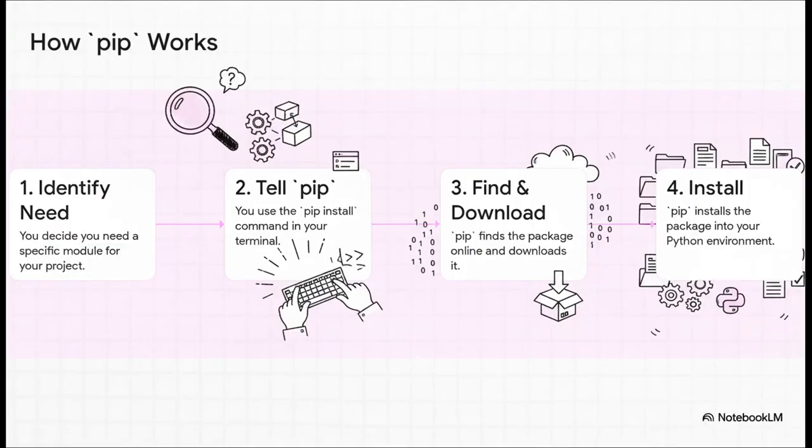And the process? It's unbelievably simple. You figure out which external module you need for your project, you pop open your terminal and tell pip its name, and that's it. Pip does the rest. It finds it, downloads it, and installs it correctly so your Python code can actually use it.